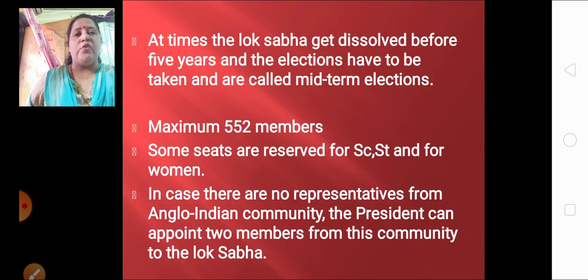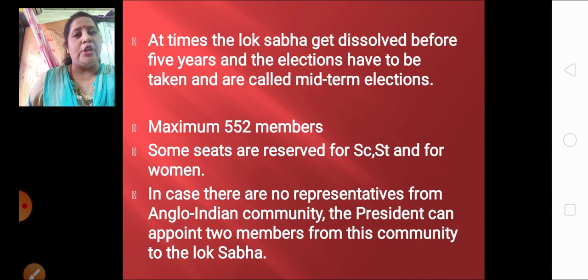Now, at times what happens? There are many cases in which the Lok Sabha gets dissolved in the middle. As I told you, once the members become a part of the Lok Sabha, their tenure is for 5 years. But at times the Lok Sabha can get dissolved before 5 years. Again the elections have to take place, and such elections which take place before the 5 years are completed are called mid-term elections.